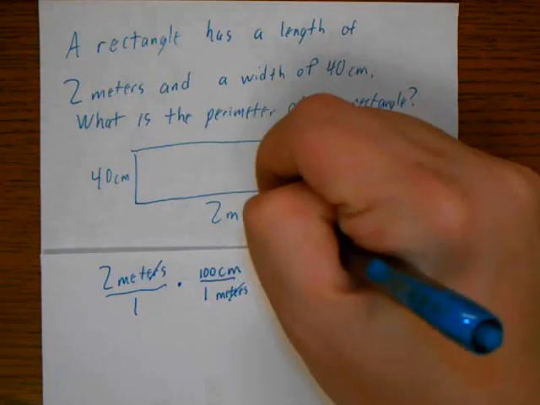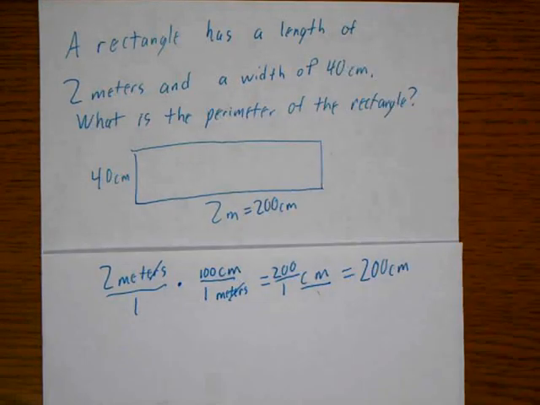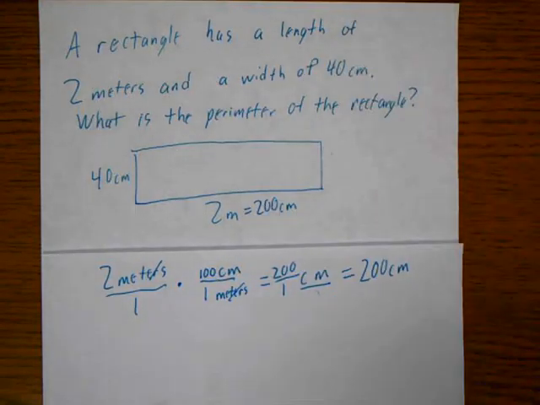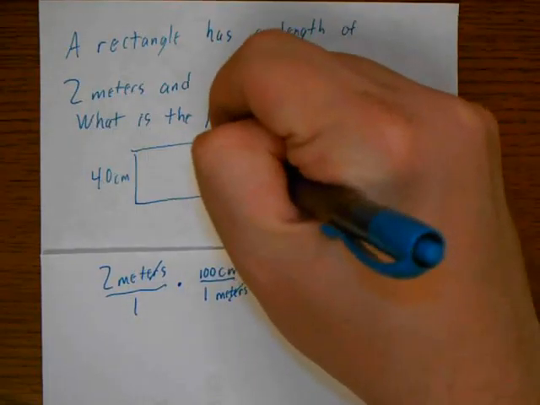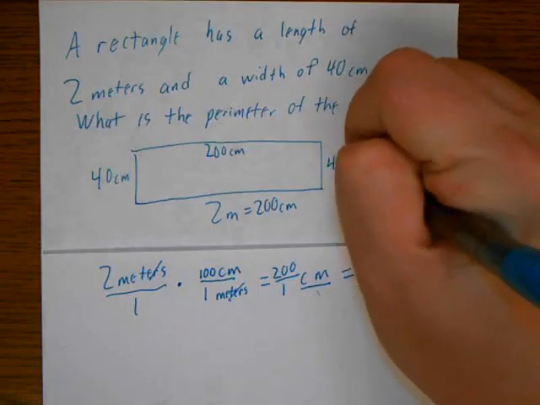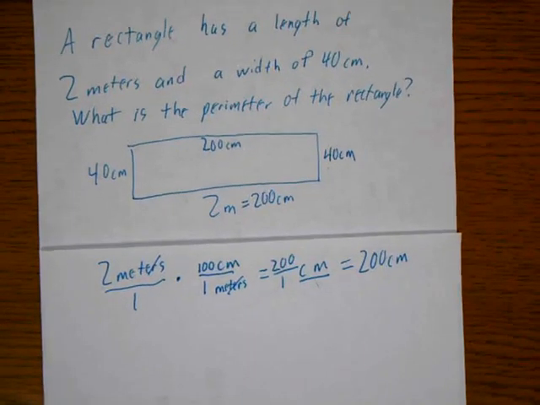So I now know that this side is 200 centimeters. Now, since this is a rectangle, using some of our properties from Unit 5, I know that opposite sides are congruent, so I know that that side is also going to be 200 centimeters. And since this side is opposite of this side, that's going to be 40 centimeters.